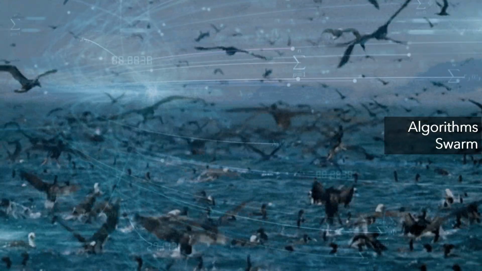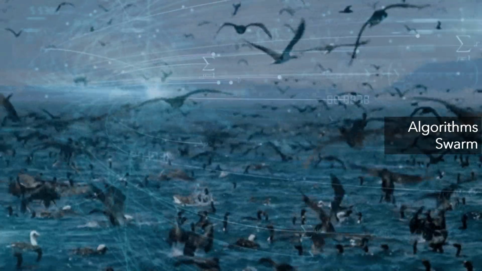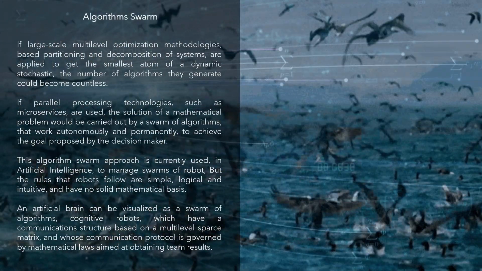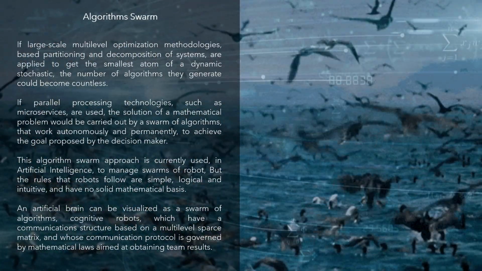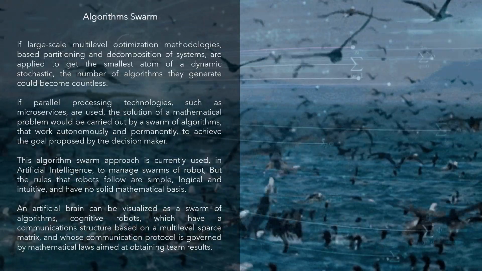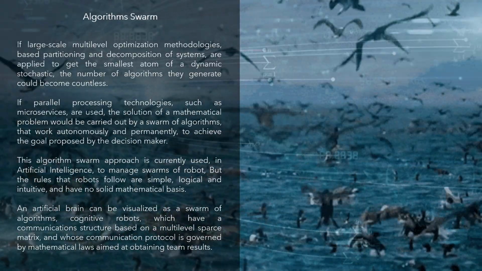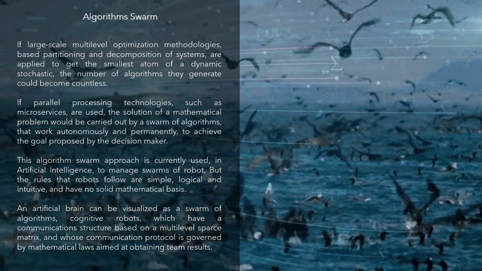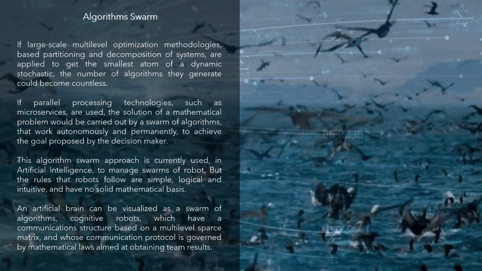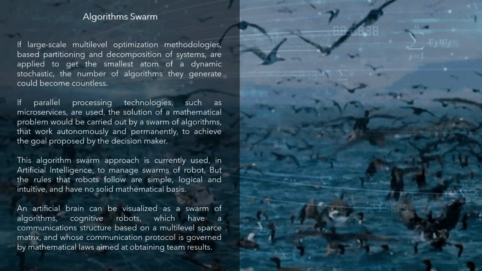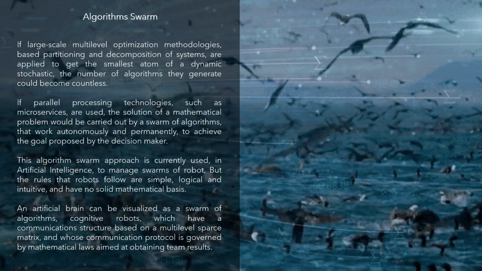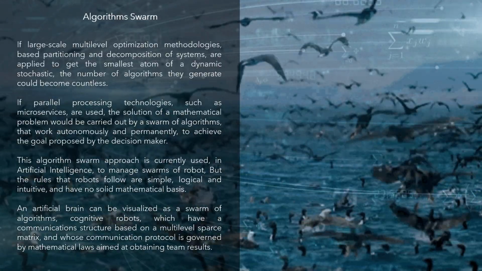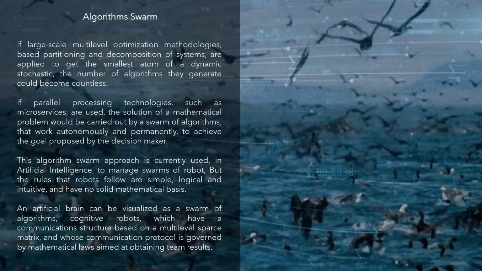Algorithm swarms, the actual state of artificial intelligence using artificial brains. If large-scale multi-level optimization methodologies, based on partitioning and decomposition of systems, are applied to get the smallest atom of a dynamic stochastic problem, the number of algorithms they generate could become countless. If parallel processing technologies, such as microservices, are used, the solution of a mathematical problem would be carried out by a swarm of algorithms that work autonomously and permanently to achieve the goal proposed by the decision maker.